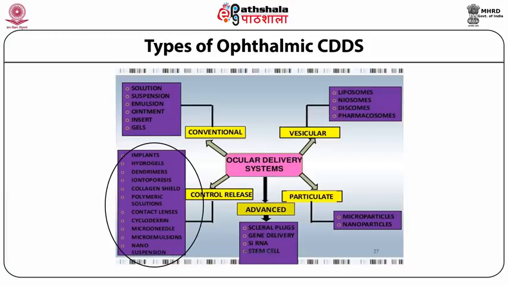Under the controlled release systems, we have a plethora of examples, which include the ophthalmic implants, hydrogels, dendrimers, iontophoresis, collagen shields, polymeric solutions, contact lenses, cyclodextrins, microneedles, microemulsions, and nanosuspensions. We have primarily advanced systems as well, which are referred to as the scleral plugs, something based on gene delivery, siRNA, and stem cells.